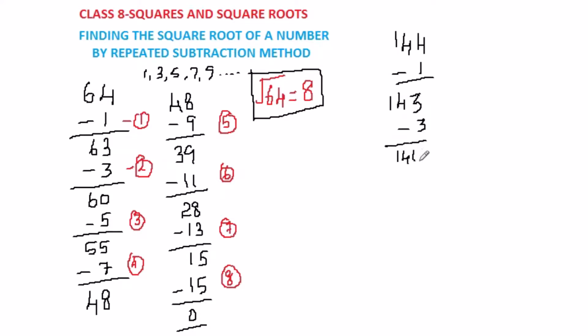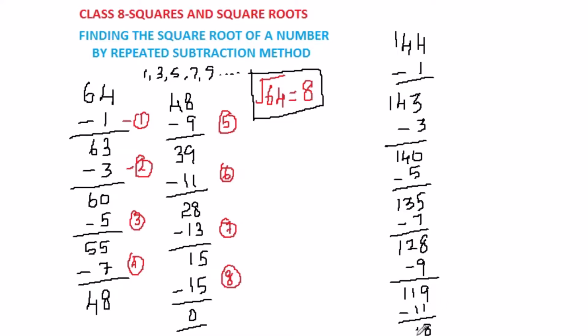Again you subtract 5. The answer is going to be 135. The next odd number is 7. If you subtract it, you will get 128. The next odd number is 9. Then you will get 119. 119 is the answer for this. Again, if you subtract 11, you will get 108.